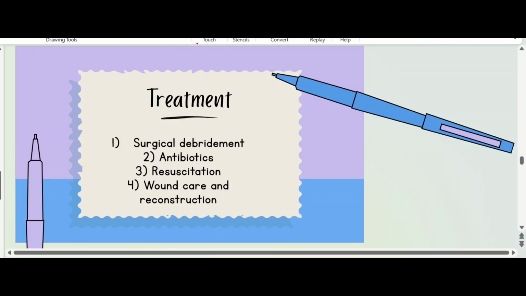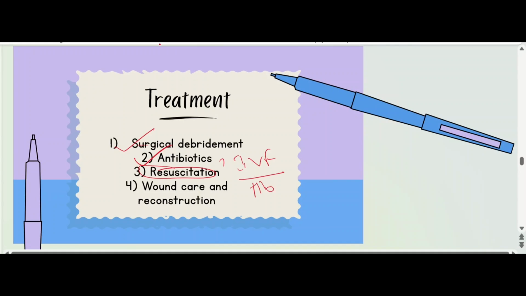Now coming to the treatment part. The mainstay of the treatment is surgical debridement. Radical wound excision of the gangrenous skin and necrosed tissue at repeated intervals is done. So early aggressive surgical debridement is the mainstay of the treatment for necrotizing fasciitis. Then definitely we go for broad spectrum antibiotics and IV fluid also. So what is resuscitation? For hemoglobin level, if it is low, we have to go for blood transfusion first before any surgical debridement.